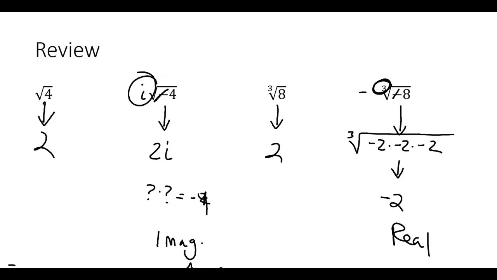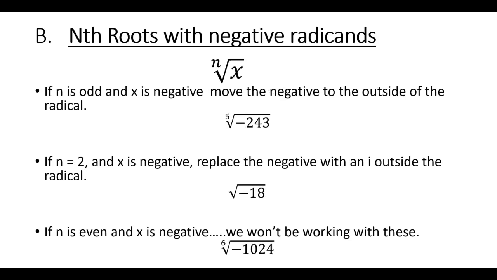So I'll bring it up. I see some pencils moving, so I'll wait a second. So, nth roots with negative radicands. This is a new word for you, possibly, radicand. If you don't know what that is, a radicand is the number that's under the square root. So in this case, x would be the radicand. So if you ever hear me say radicand, that's what I'm talking about.